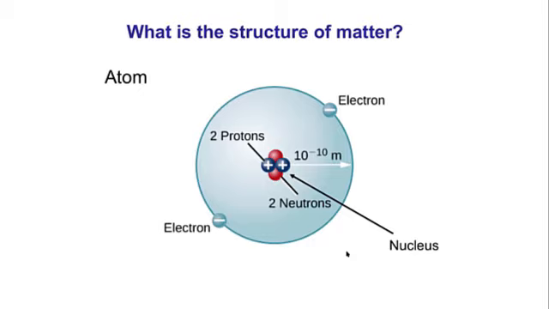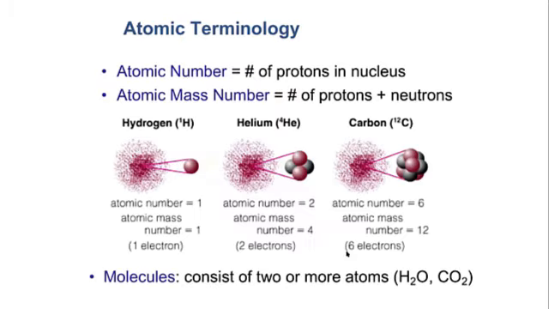So let's think about some nomenclature for describing atoms. The atomic number of an atom is the number of protons in the nucleus. And this defines what element you are. So all hydrogen atoms have a single proton in the nucleus. That is what makes it a hydrogen atom. Any atom that has 2 protons in the nucleus is helium, 3 protons in the nucleus is lithium, 6 protons in the nucleus is carbon. And so an atom's atomic number is the number of protons in the nucleus.